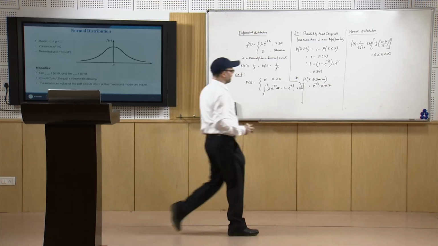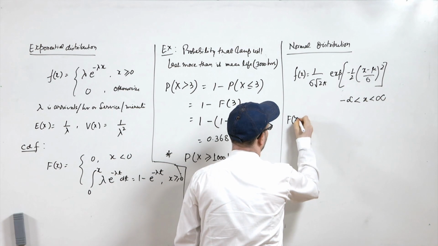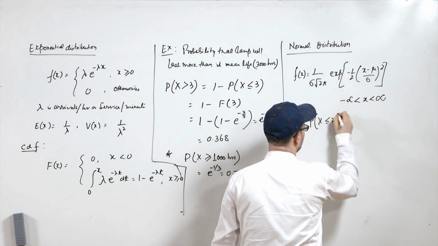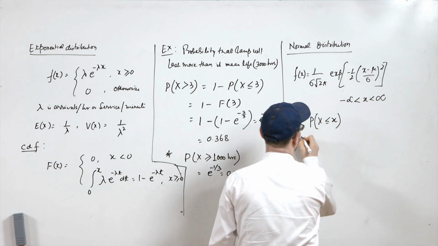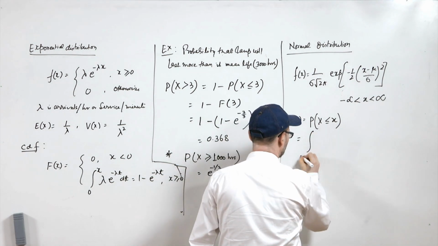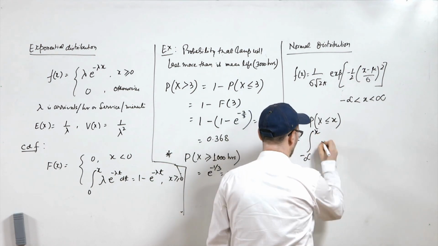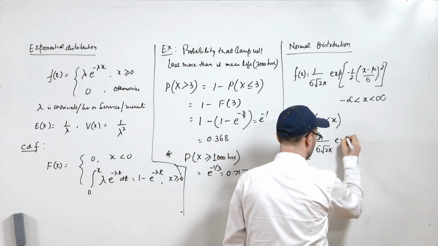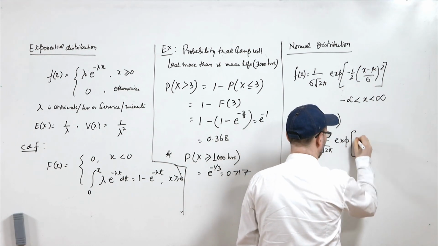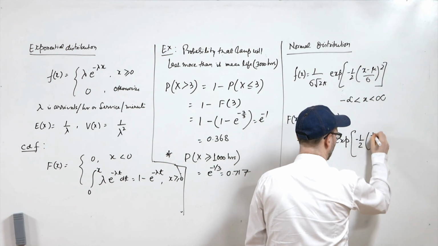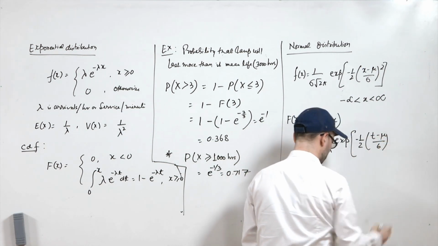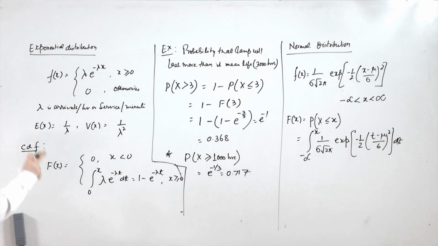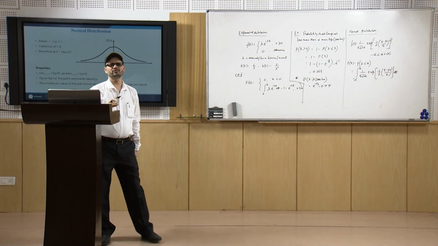So, we get the cumulative distribution function as P(X ≤ x), and its expression is the integral from minus infinity to x of 1 by sigma root 2 pi times exponential of minus half into (t minus mu) upon sigma, whole squared, dt. So, this talks about the cumulative distribution, the cumulative value of the probability.